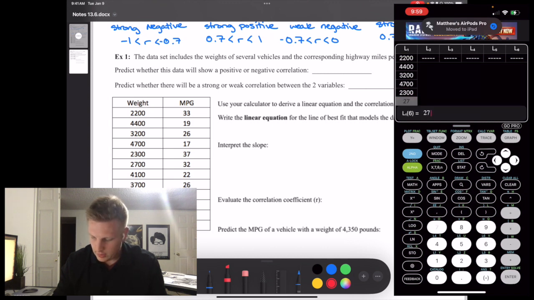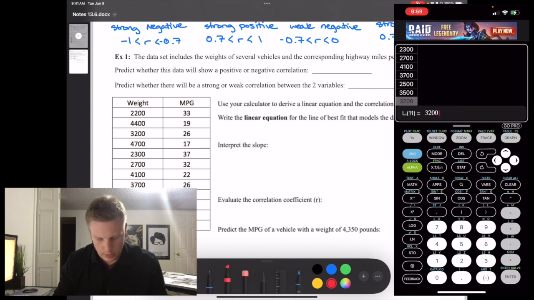So let's see here, 27, 41, 37. Ooh, too many. Let's see here, 2500, 3500, 3200, and 3000. So there's my first list. And then I'm going to bounce over to the right here, and we're going to enter in those corresponding values.